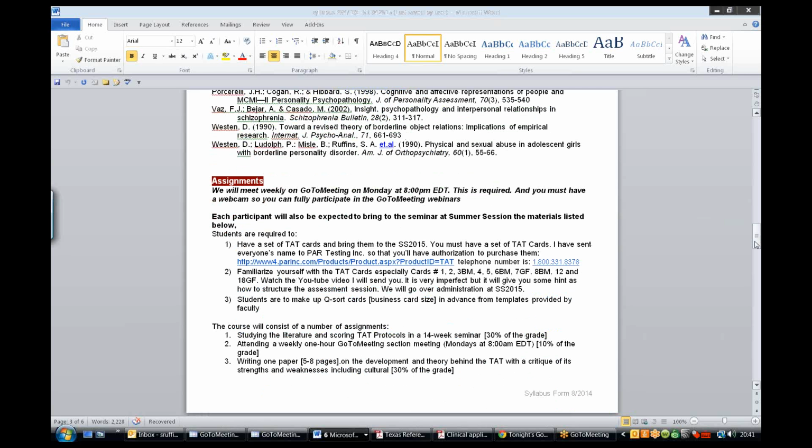So you're required to have a set of TAT cards and bring them to the summer session. You must have a set of TAT cards. I've sent everybody's name to PAR testing, so you'll have the authorization to purchase them.